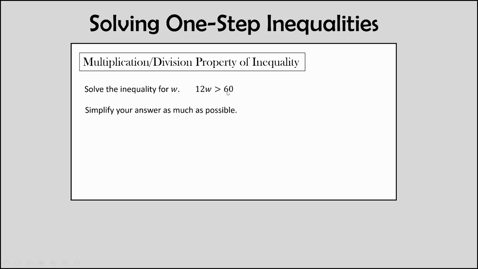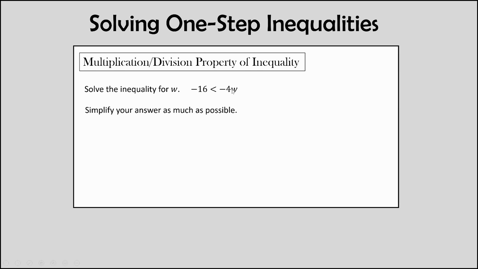All right. Now looking at multiplication and division. So here's my inequality. 12w is greater than 60. Okay. We've got to find all w's that make this true. Well, this w term is isolated. It's on the left by itself. What I don't like about it is it's 12 times w. I want that 12 to be a 1. So I make 12 become a 1 by dividing both sides by 12. This 12 divided by 12 is 1. 60 divided by 12 is 5. So the answer is w is greater than 5.